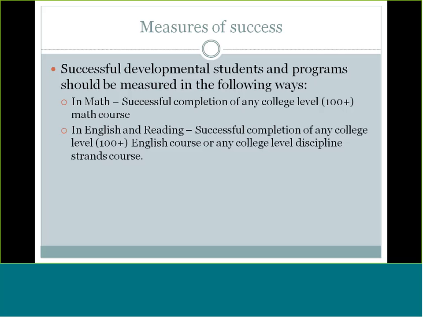And then in English and reading, it's successful completion of any college level English course or any college level discipline strands course. So especially where colleges are going to start offering those 093, Studio 093 options, it's possible that a student doesn't need English 121 for their program. And so if they're co-registering for a psychology course and that reading and writing in the disciplines course, then passing that psychology course is the success there. It's not that they're trying to get through college-level English. And so making sure we align what our outcome measures are with what the student's goals are.